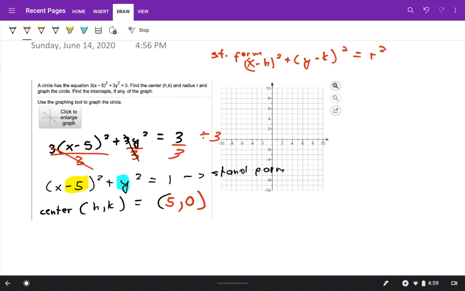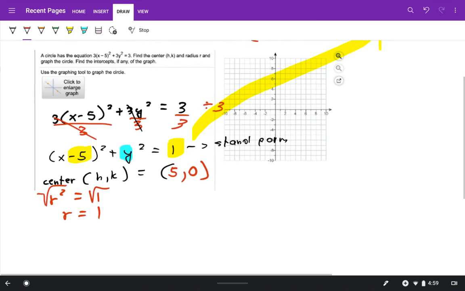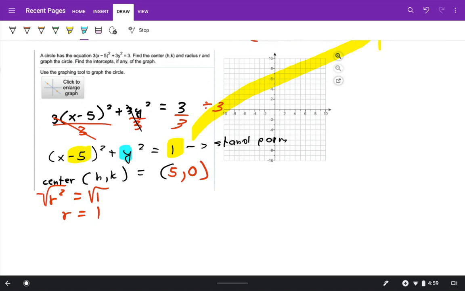So that's the center. Radius squared is equal to 1, so don't forget that the right side number represents the radius to the second power. So radius squared is 1, which means the radius is just 1. Take the square root of 1, you're getting 1. Then you will just graph it. The second part of the problem asks you to find the intercepts, if any.